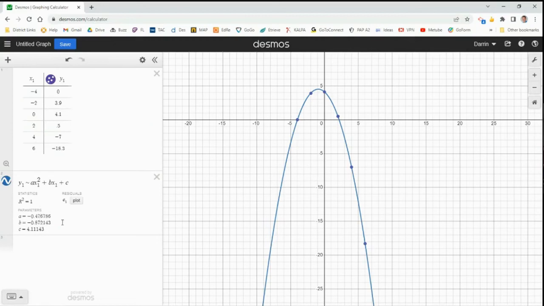So let me write this down. It's going to be a long equation with all these decimals. y equals negative 0.477 x squared minus 0.872 x plus 4.111.